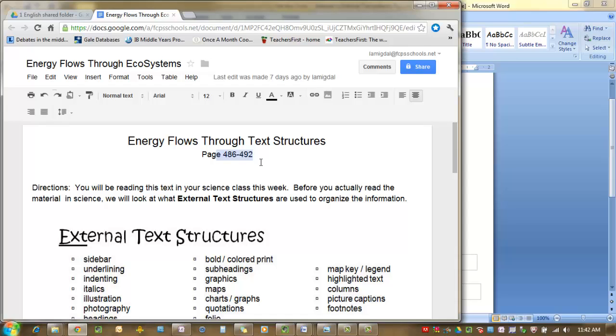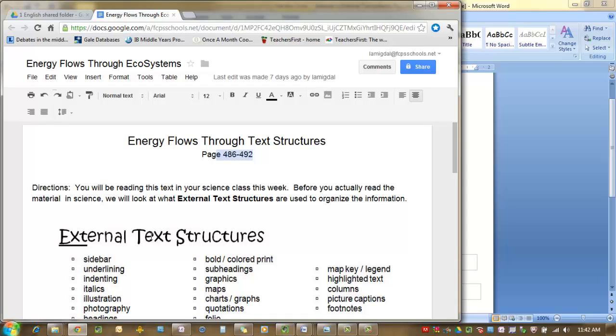You're not going to be reading it right now. We'll be reading it later in our workshop on Thursday, Friday in science and English. But right now, I want you to look at those pages, and you'll see later, further down in the document, it's going to ask you to identify the different text structures that are on these pages. And then later in the week, we'll actually read it. But I want you to get comfortable with things that help you before you even start reading.